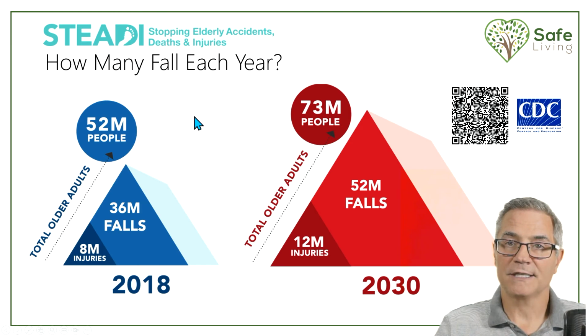What Steady's predicting, based on the CDC statistics, is that in 2018 there were 52 million adults over the age of 65, and by 2030 we're going to see 73 million. Based on those statistics, they're showing 36 million falls per year for people over the age of 65, with 8 million injuries, growing to 52 million falls and 12 million injuries in the future.